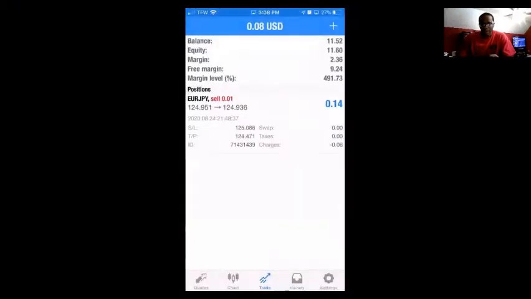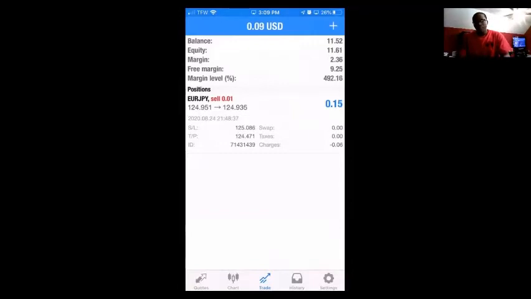All right, so I'm profiting about 14 cents. And of course, I'm testing this as a small live account. So I'm trading 1 cent per pip. If this was a standard lot size, it probably would be over $100 I'd be earning right now. So as you can see, this strategy is very, very effective.